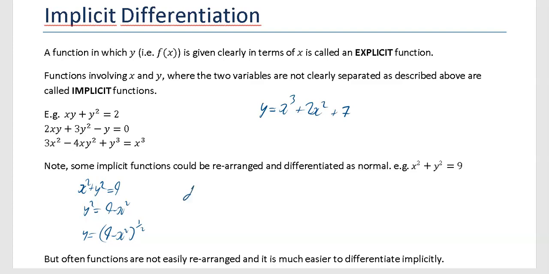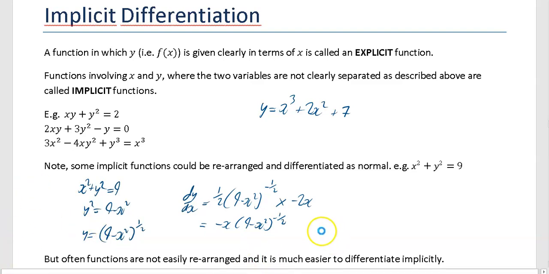You then could go on and say your dy by dx. This is now a function of a function, so differentiate with respect to the bracket, you'll have a half upon the bracket, 9 minus x squared, and the bracket is now reduced its power by 1, so now minus a half, and differentiate inside the bracket will be minus 2x. So multiply the half by the minus 2x and you'll get minus x upon 9 minus x squared to the power of minus a half. Okay, so that's how you could do that one.